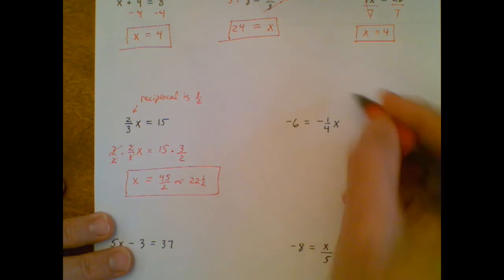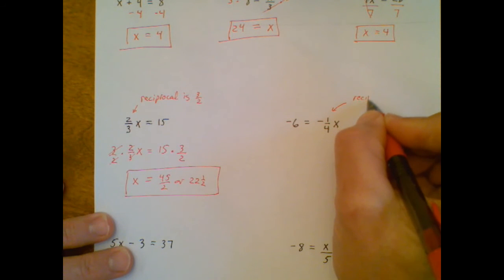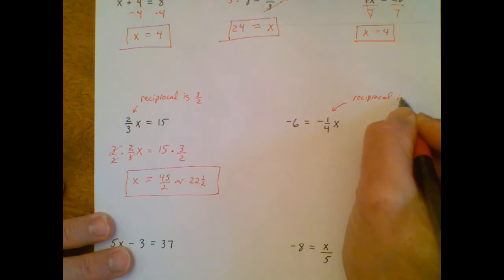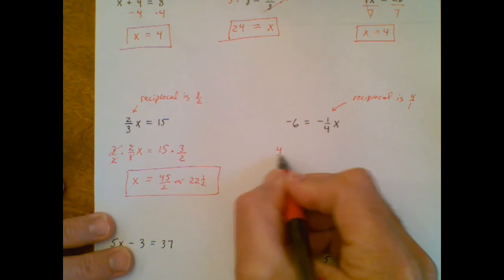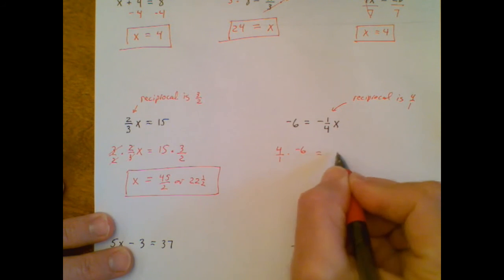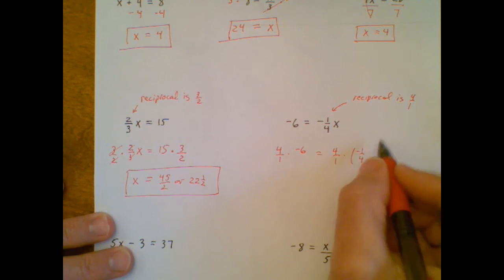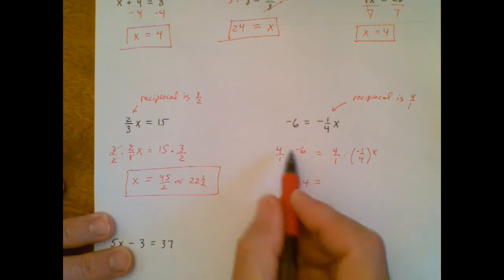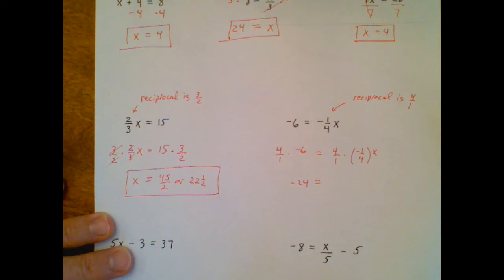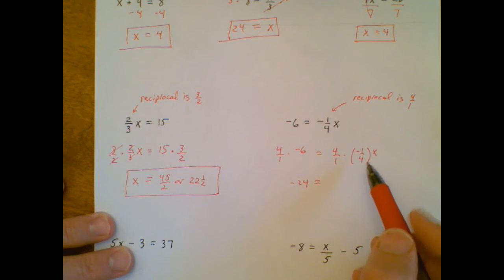My goal is to get x by itself. There's a fraction attached by multiplication, so the reciprocal is 4/1. So I'm going to recopy this. I'm going to say 4/1 times -6 and 4/1. I'm going to put those parentheses there so we don't think it's subtraction. The left-hand side is -24 because 4/1 is really just a 4, so it's 4 times -6. And here it happens just like we thought it should happen.